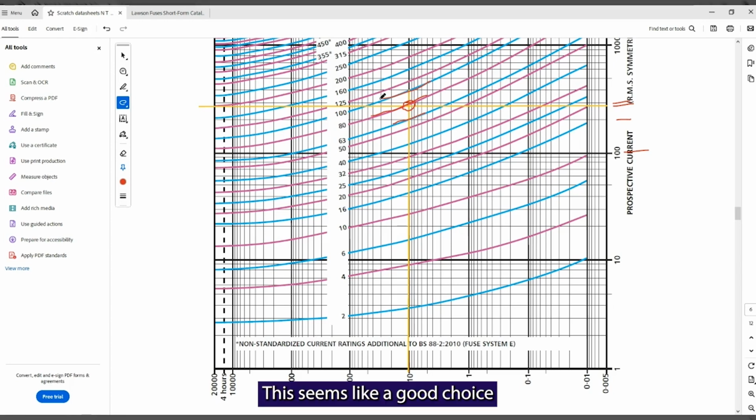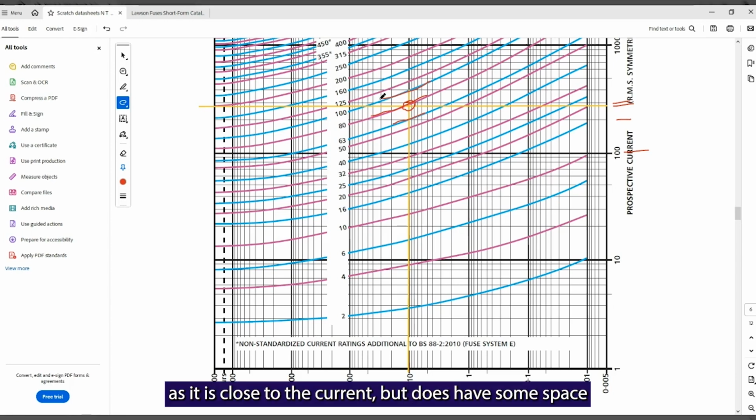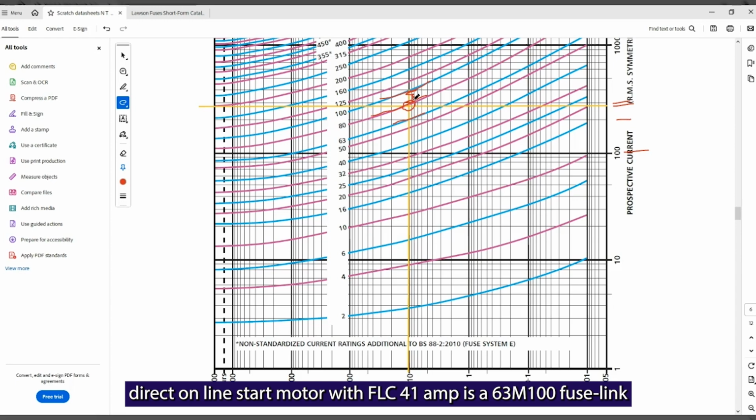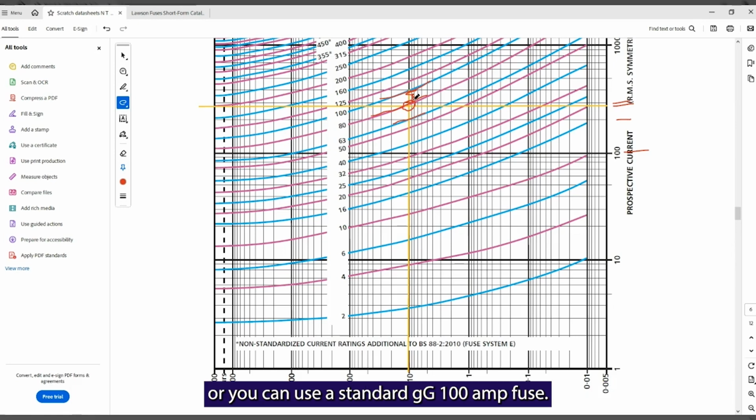This seems like a good choice as it is close to the current, but does have some space to allow some leeway in between here. So we'll stay with the 100 amp fuse curve because it's higher but closest to the value. The recommended fuse link for a direct online start motor with full load current of 41 amps is a 63M100 fuse link, or you can use a standard GG 100 amp fuse link.